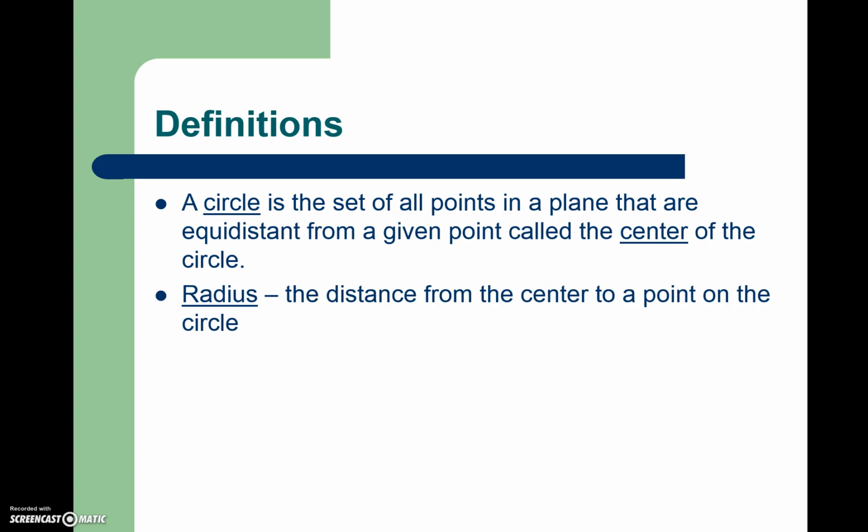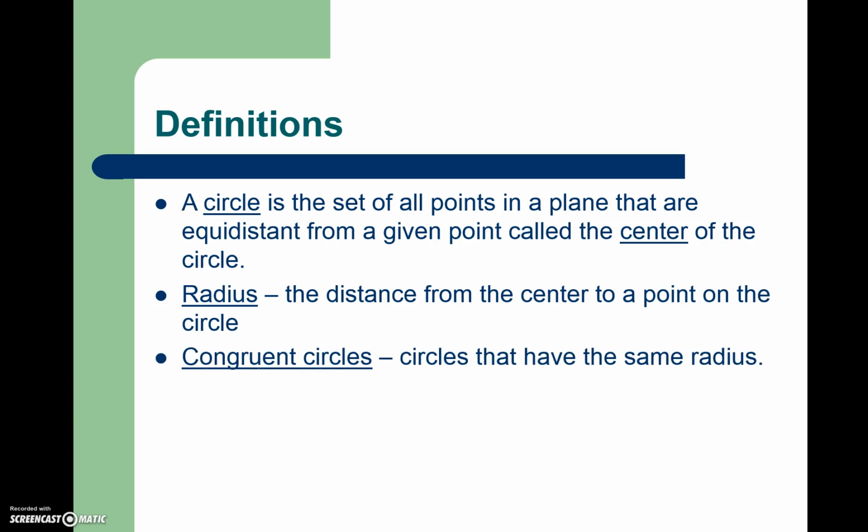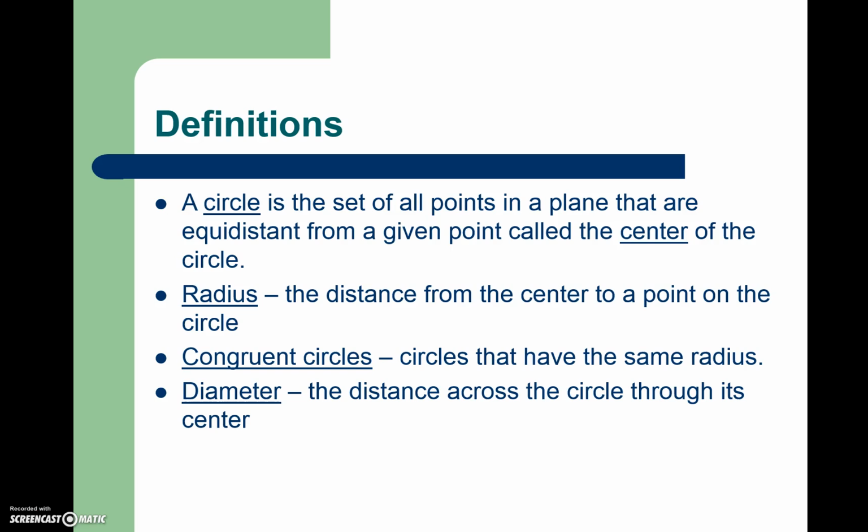These are probably definitions you're already familiar with. The radius is the distance from the center to a point on the circle. Congruent circles are circles that have the exact same radius. And the diameter is the distance across the circle through its center. These were all written in because you were probably familiar with these.